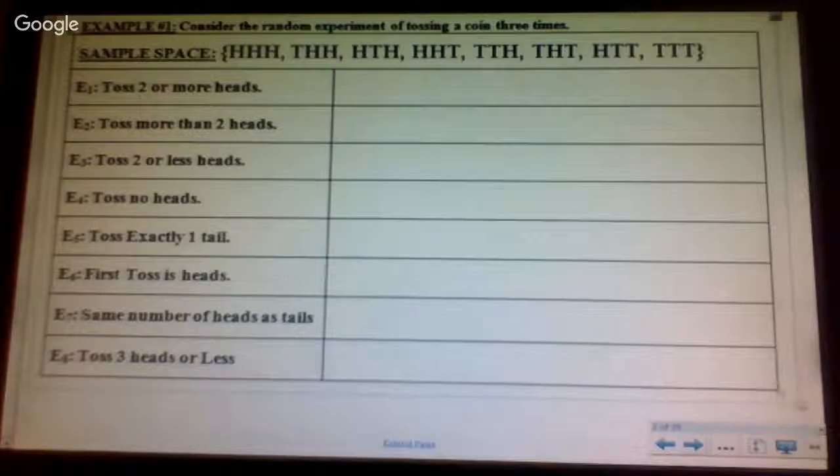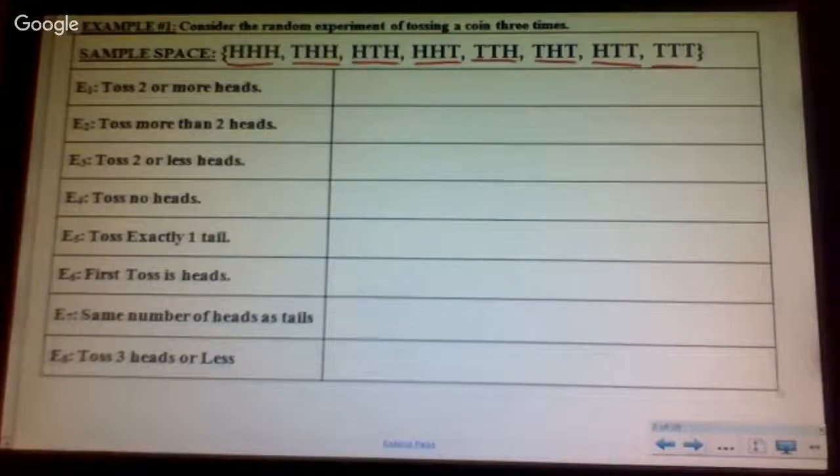Okay, so I flipped the coin 3 times. I've given you every way it can happen. All heads, tails first, and then heads, tails in the middle, tails on the end. Heads on the end, heads in the middle, heads up front, or it can be all 3 tails. Okay, I've given you every possible thing.